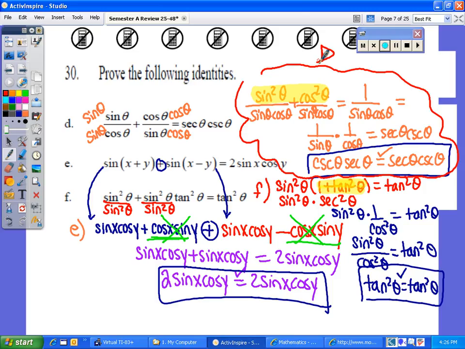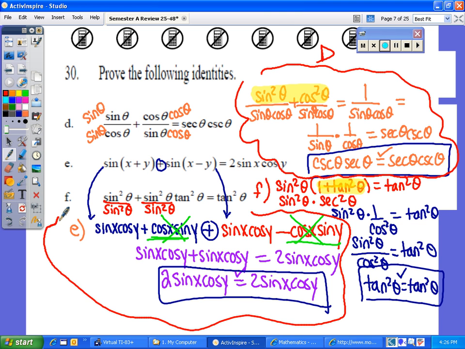Alright, E is down here. It's pretty long. So E, I expanded it. This is the sum expansion. This is the difference expansion. So you're not always using trig identities. Sometimes you're using sum and difference identities. So I expanded it, and when I did, I noticed these two were the same. So I canceled them out, and I'm left with sine x, cosine y, which are two of the same exact things. So I put them together and just wrote 2 sine x, cosine y, which is what I wanted in the first place.